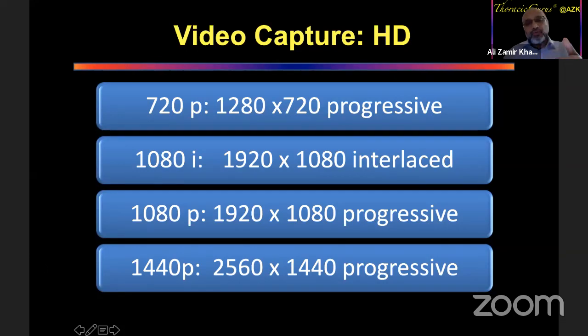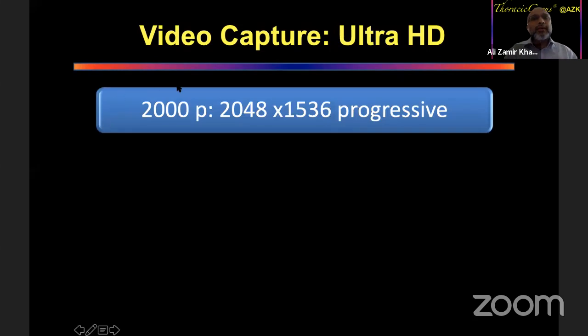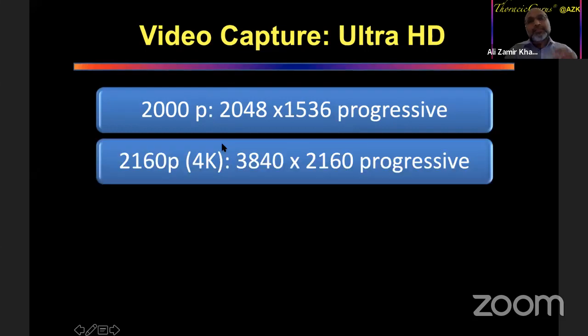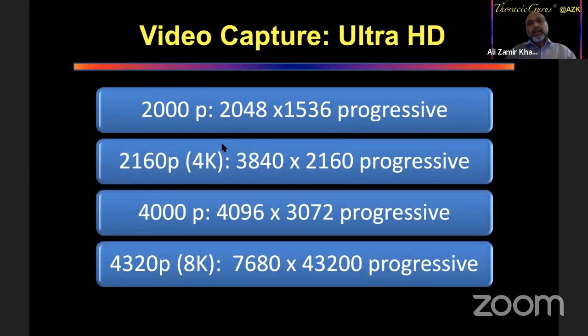It's not one becoming two, becoming three. It becomes one, becoming two, becoming four, becoming 16, becoming 64. Do you understand? So it's a progressive increase. The higher this number, the higher the resolution. The number of pixels is much, much higher, and what you see on the screen is much better.